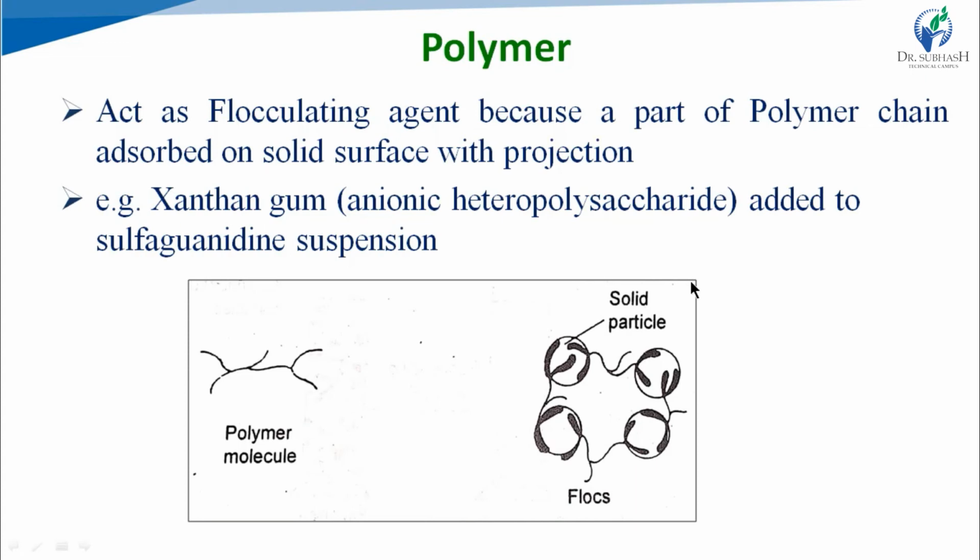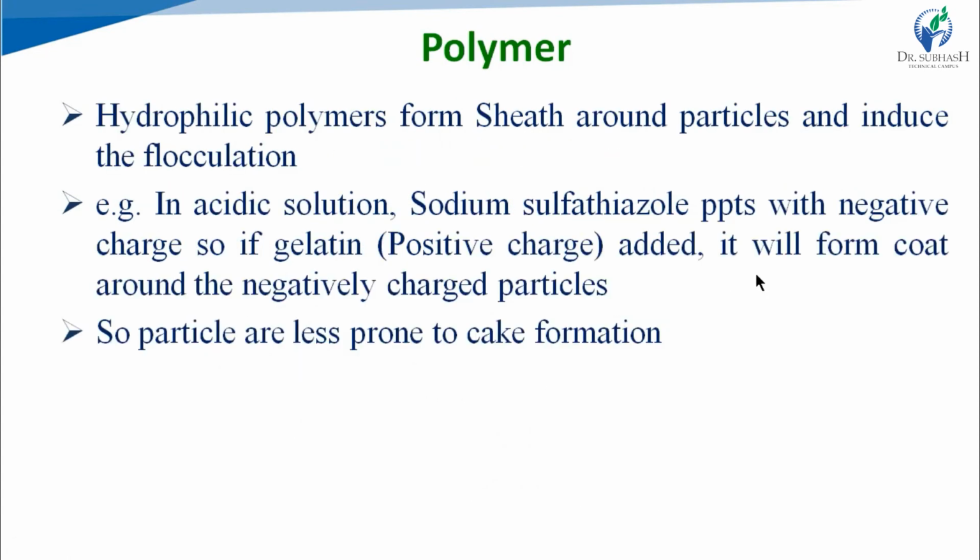For example, xanthan gum, an ionic heteropolysaccharide, can be added to the sulfaguanidine suspension. So we can use the approach of polymer also. We can use the hydrophilic polymer here also. The hydrophilic polymer forms a sheath around the particle and can induce flocculation.